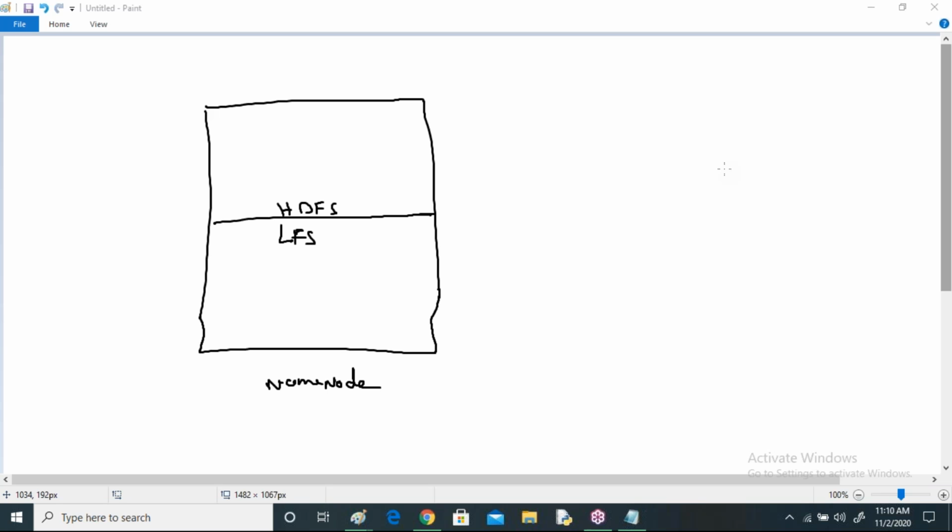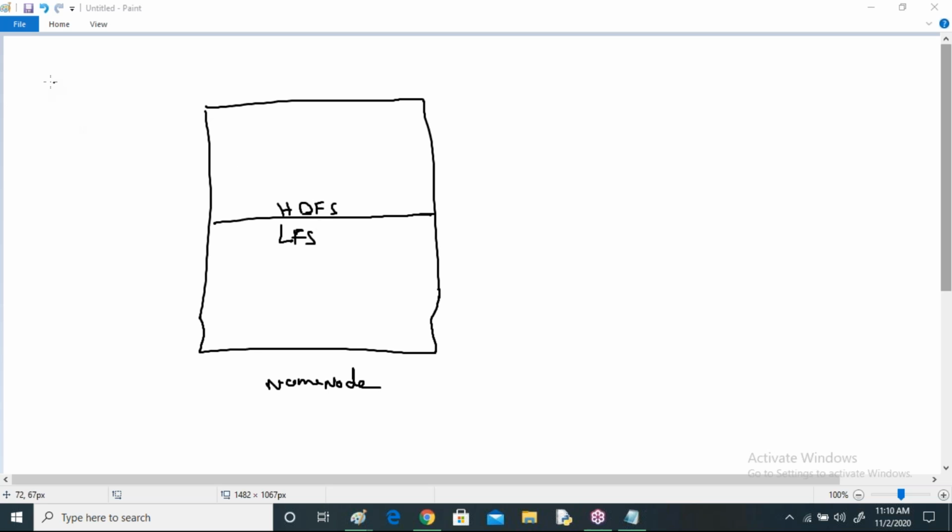Hadoop HDFS Linux commands. Generally, in every node in Hadoop, the name node consists of LFS and HDFS: the local file system and the Hadoop distributed file system.